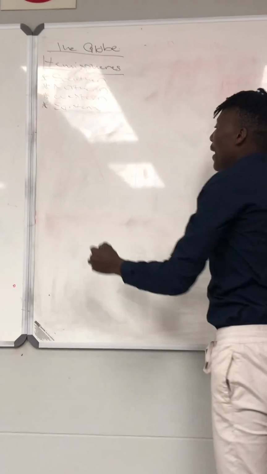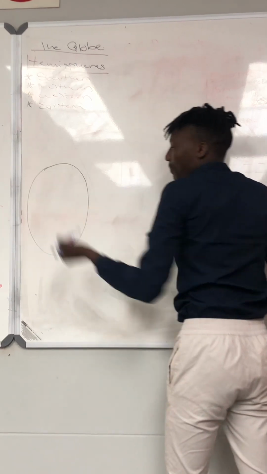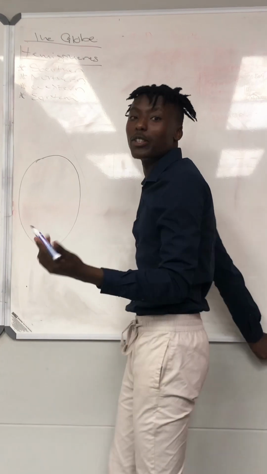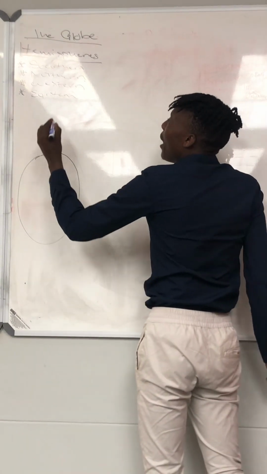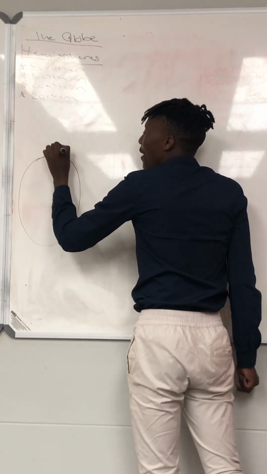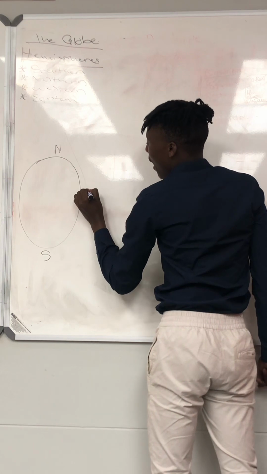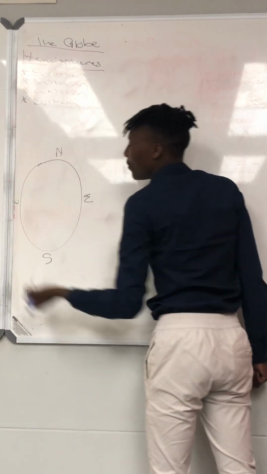So let's say this is planet Earth. It's not in an X shape. I'm not good in drawings. So this is planet Earth. Our northern hemisphere is here. It's southern hemisphere, eastern hemisphere, and western hemisphere.